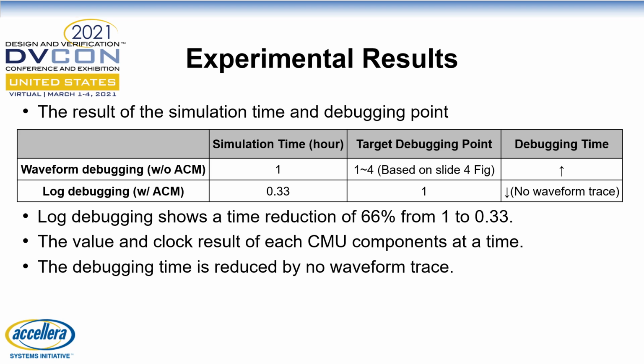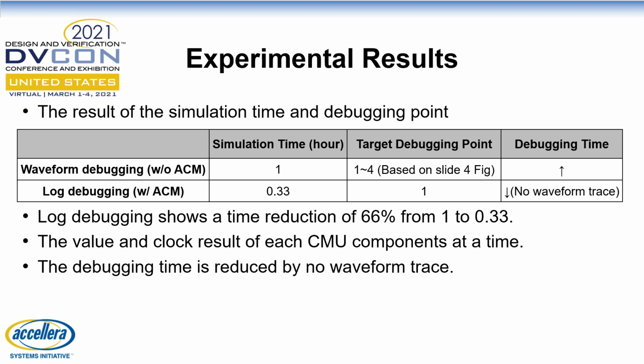Here is the experimental result. This table shows the comparison result of the simulation time and debug points between waveform-based debugging and log-based debugging. The simulation time result is normalized based on the case without the ACM. The simulation time with the ACM shows a time reduction of 66% on full chip simulation, because if we use the ACM, we don't need to dump the waveform.